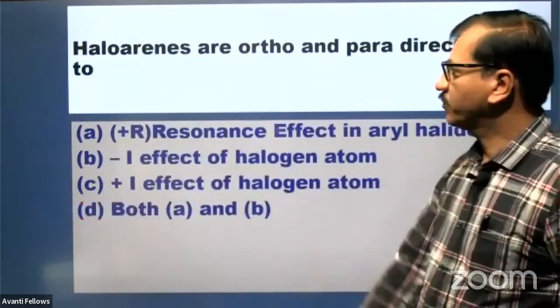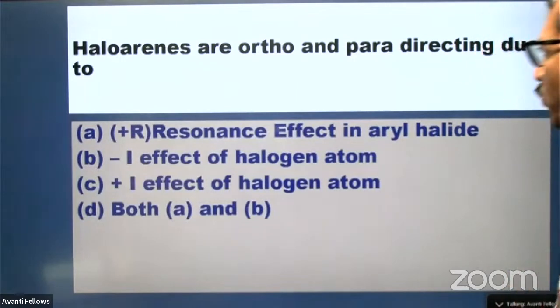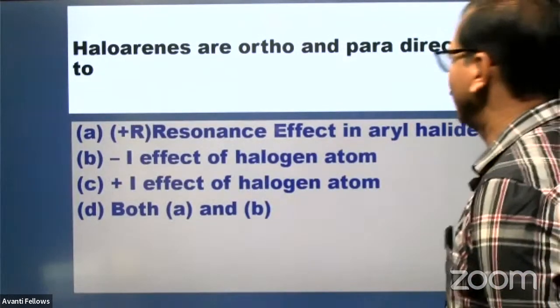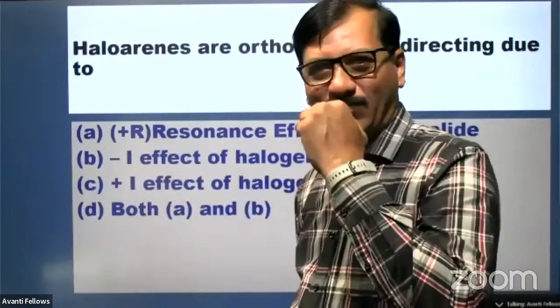Right. You are right. Haloarenes are ortho-para directing due to... Confusing? Is it both option A and D? Haloarenes are ortho-para directing due to resonance effects. Option C. Option D. This is a confusing question.